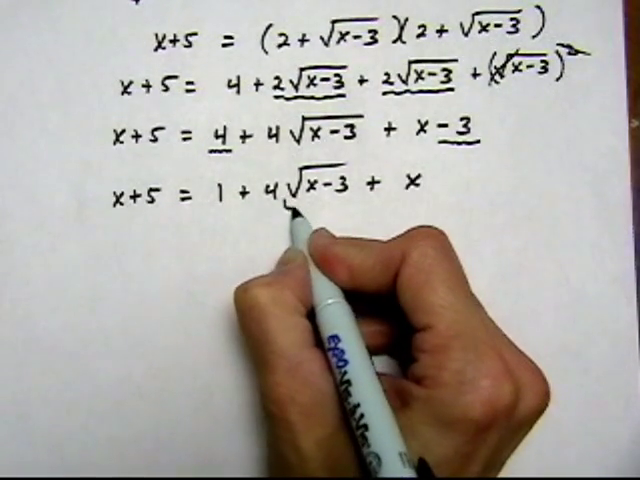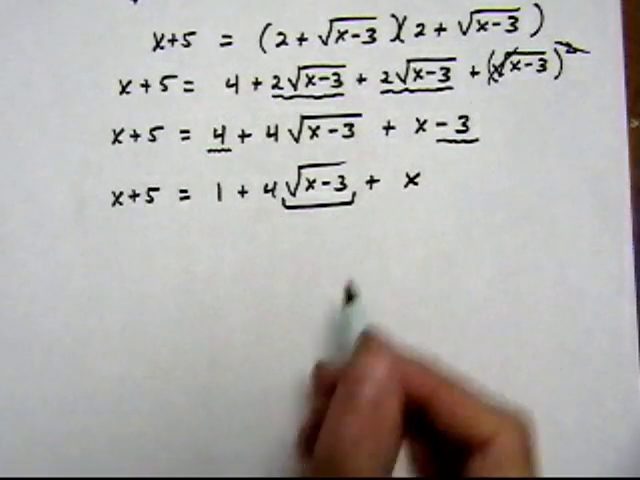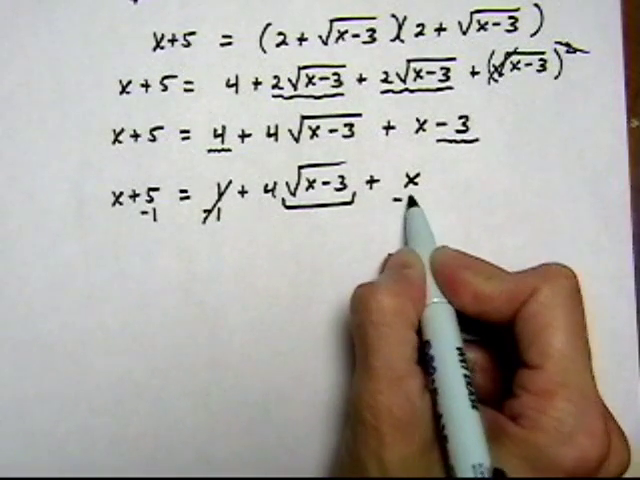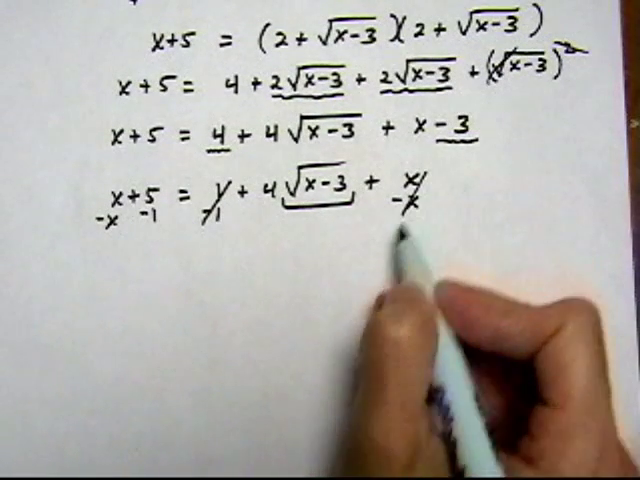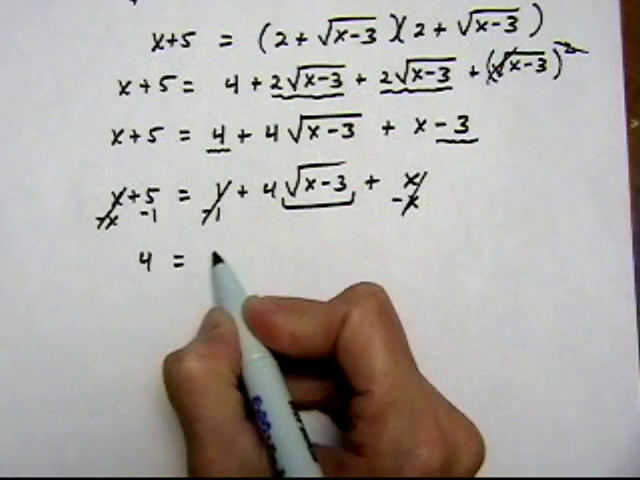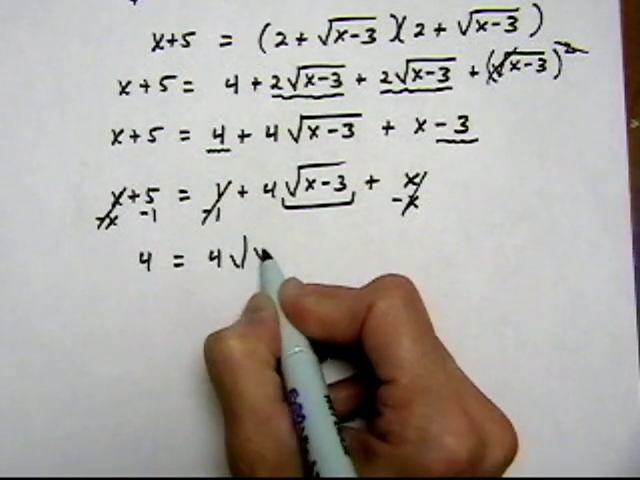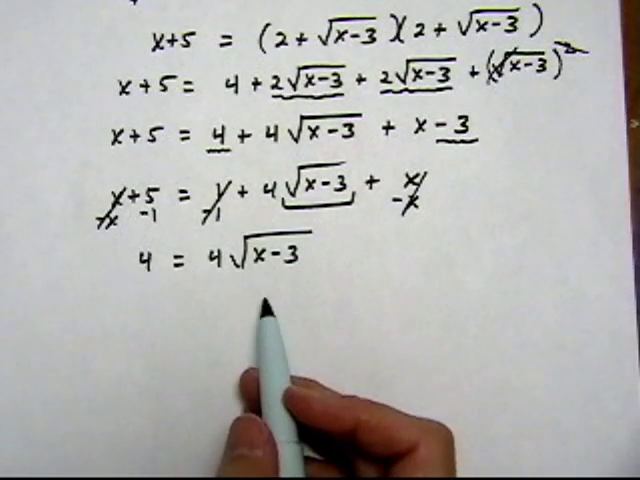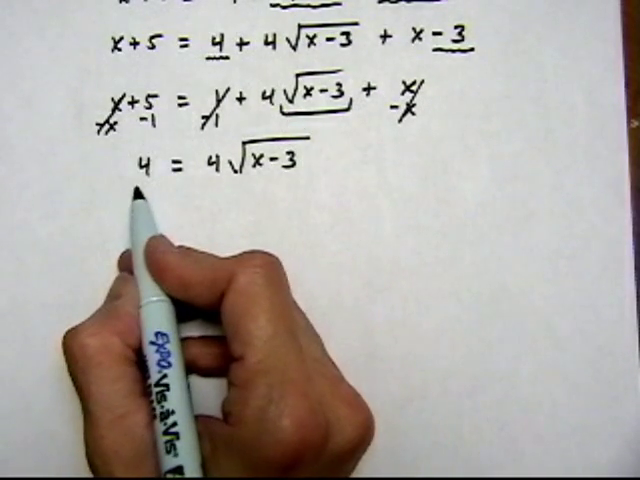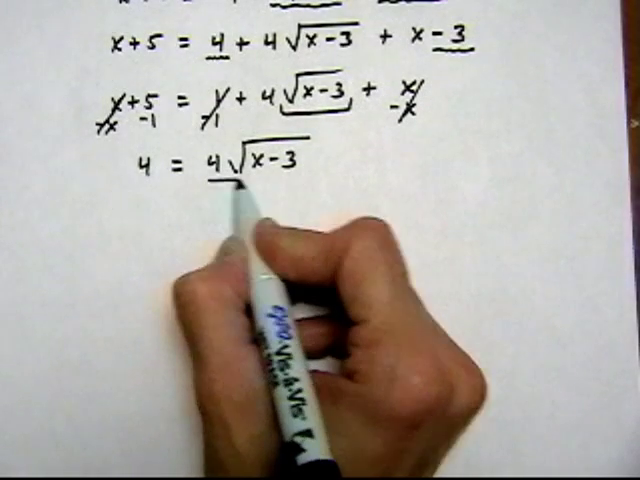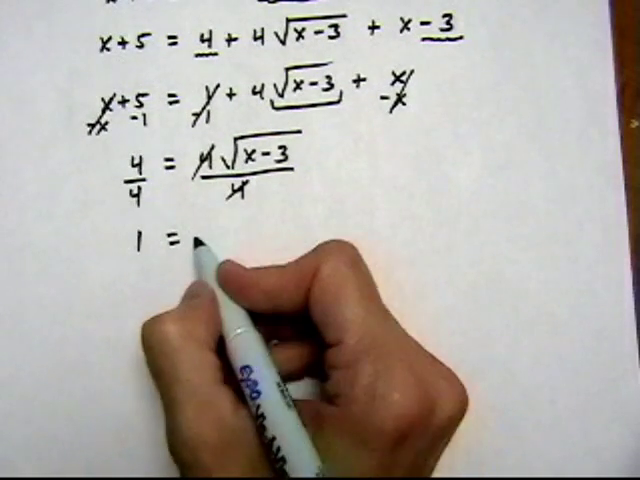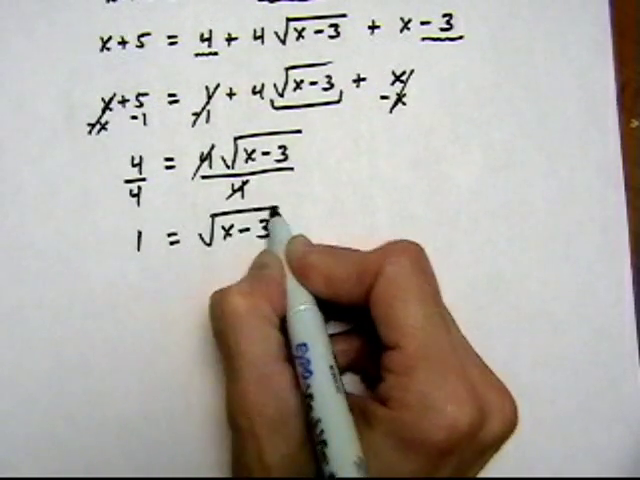Alright, now it's time to isolate this second root. So we'll start by subtracting 1 from both sides, and subtract x from both sides. So it cancels on the right, and it also happens to cancel on the left. And we get 5 minus 1 is 4 equals 4 square root x minus 3. And we're almost there. I notice that if I divide both sides by 4, I won't have a fraction on the left. I'll just have an integer, so that's nice. I'm going to go ahead and do that. Divide by 4 on both sides. And we get 1 is equal to root x minus 3.